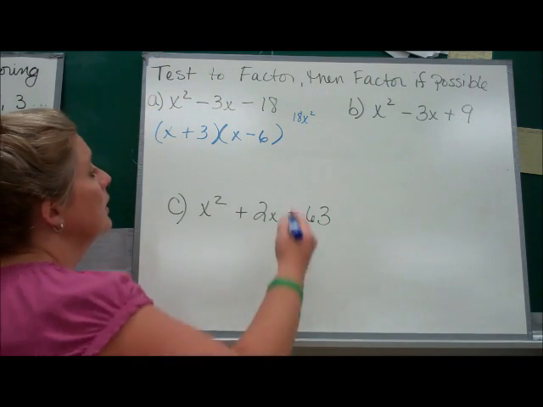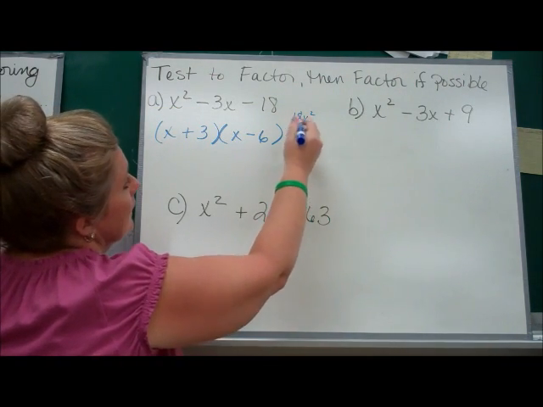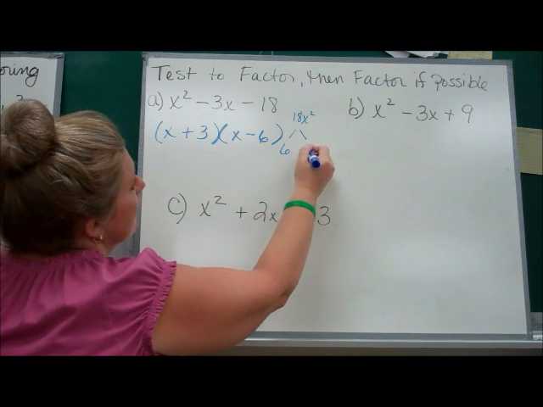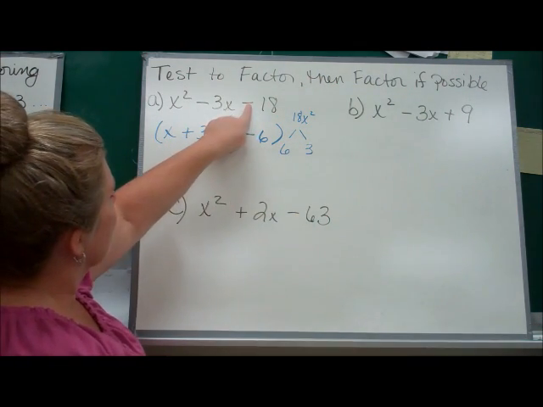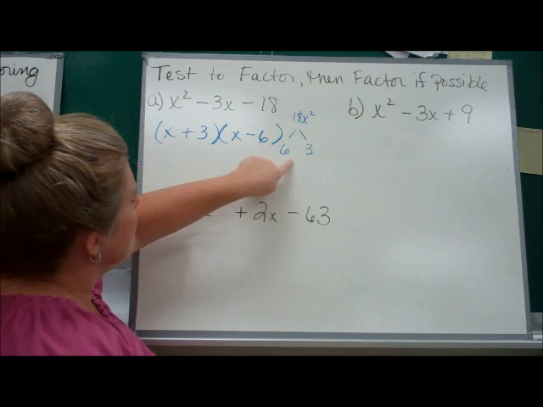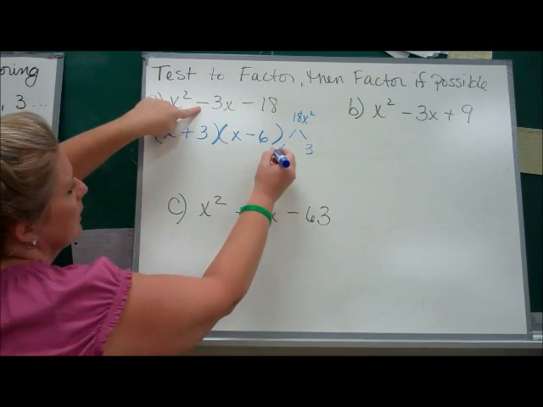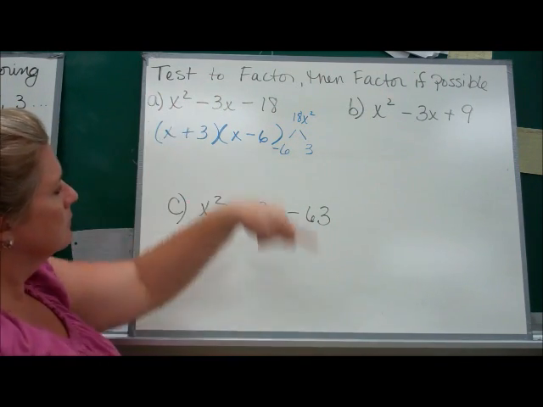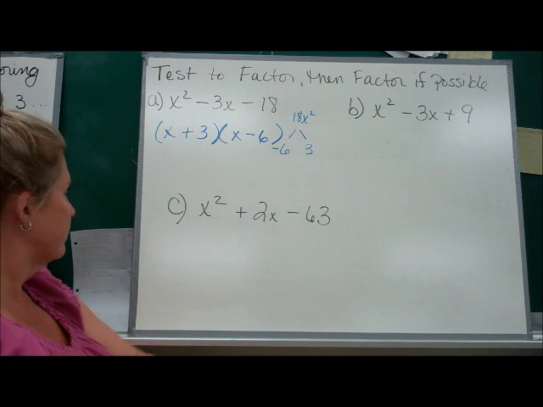Another way to do that: my factors of 18x squared are 6 and 3. I subtracted. Now the larger of these two is going to get this negative symbol here. The next couple we'll do that way.